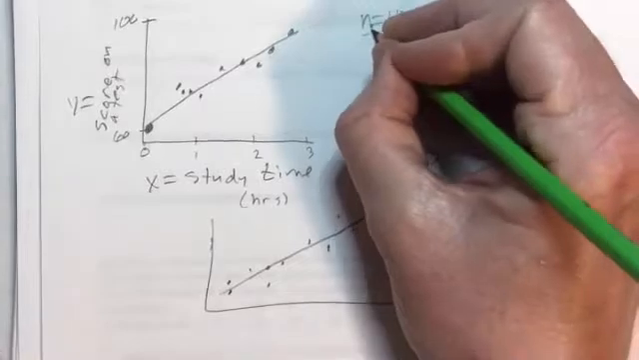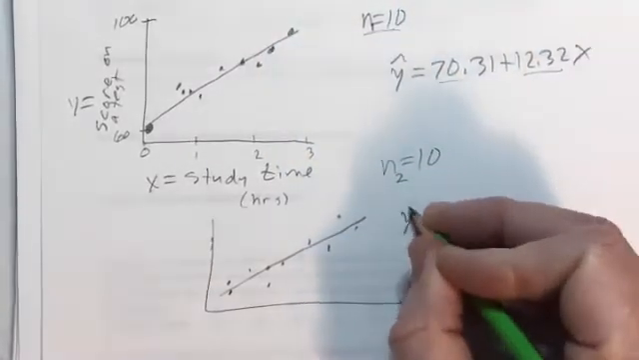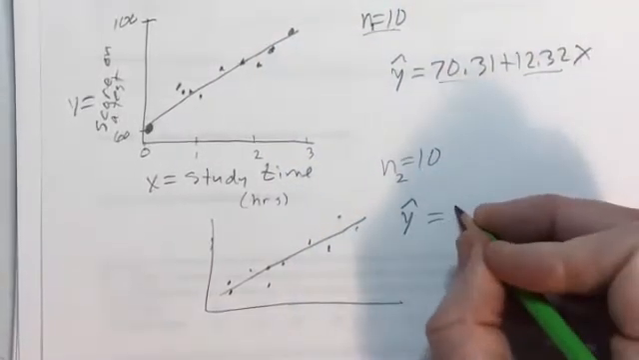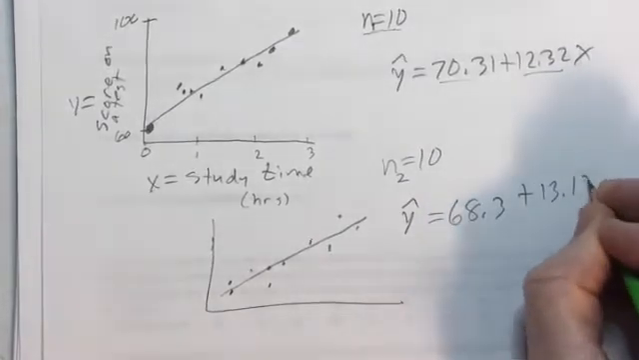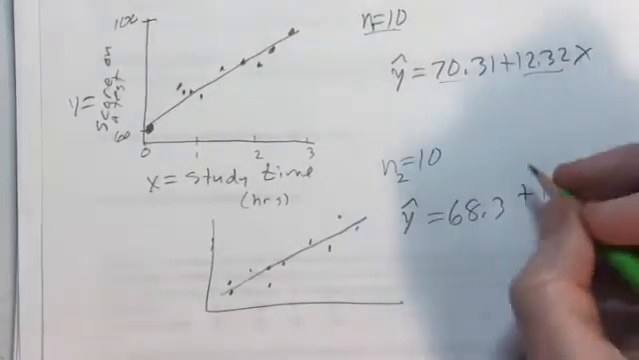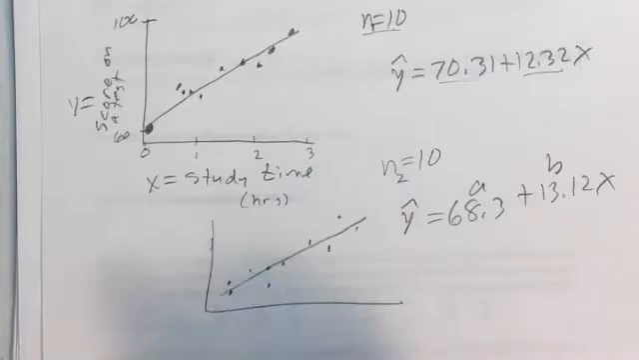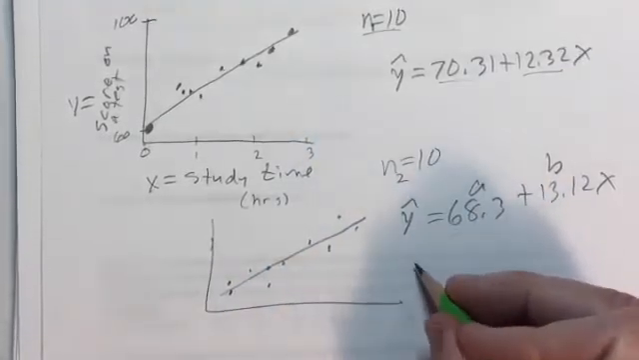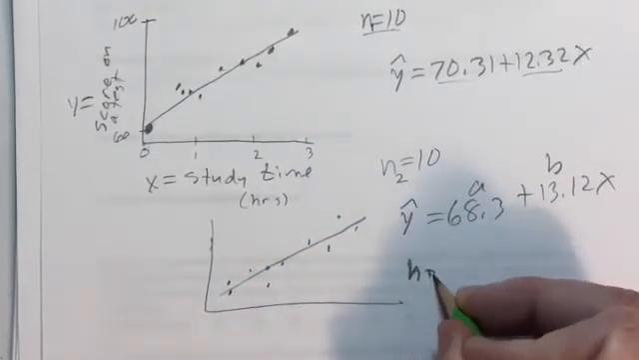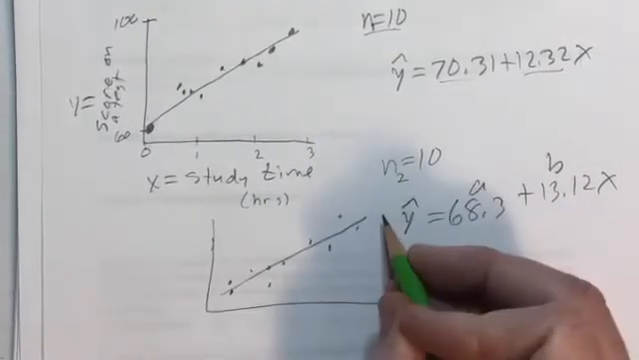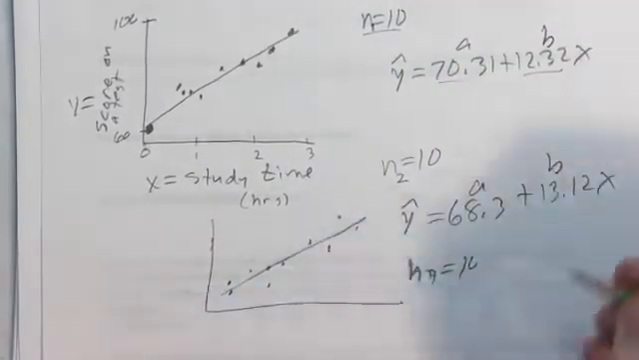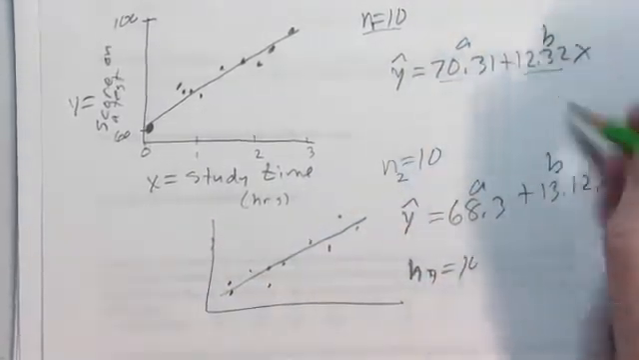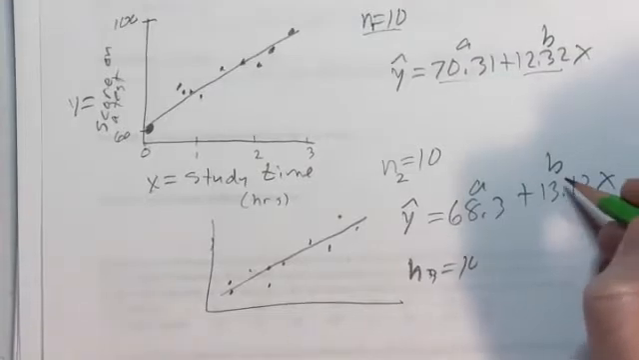This was sample 1. This was sample 2. We get another one, and maybe this one is 68.3 plus 13.12x. Okay. So this would be the a and this would be the b there. And then let's say we took a third sample of size 10, and we would get another line. We would get another a and another b. In other words, these a's and these b's are estimates.